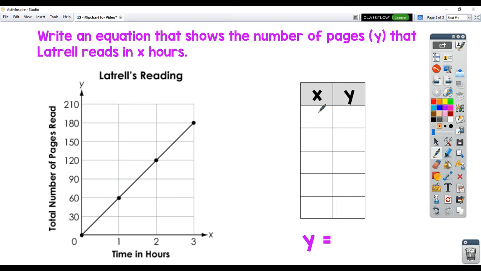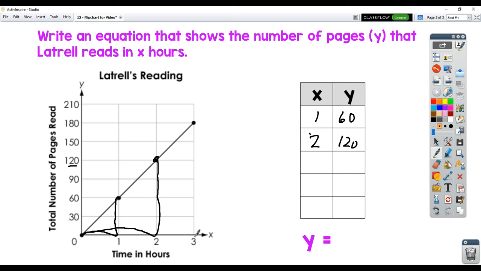I'm going to do the same thing. I'm going to look for an x and a y value where they meet at whole numbers. If I go over to 1 hour, so there's my x value on the x-axis, it looks like 60 pages. Well, he's a pretty fast reader, about a page a minute. Hey, there's a unit rate for you. Lucky you. How about our next x value? If I go over to 2 for my number of hours, how many pages does he read in 2 hours? Well, if you said 120, you are correct.